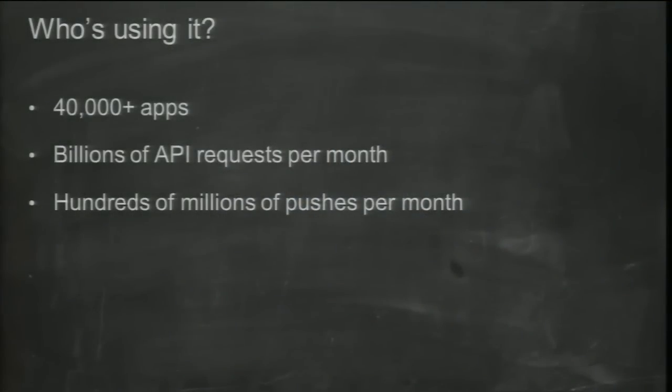OK, so who's using it? Well, we have 40,000 apps on the platform. Right now, we're doing about a few billion API requests per month and hundreds of millions of push notifications per month. So we've reached some pretty serious scale. There's obviously a long way to go. But we've done all this in about 6 months of being out of beta.